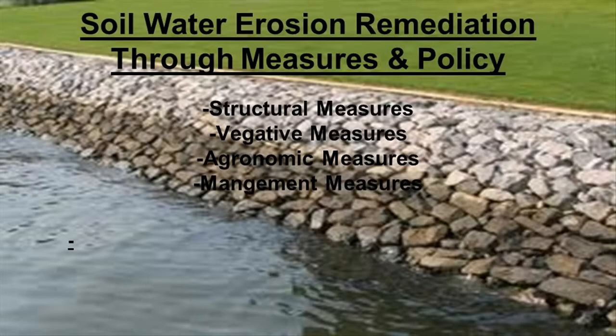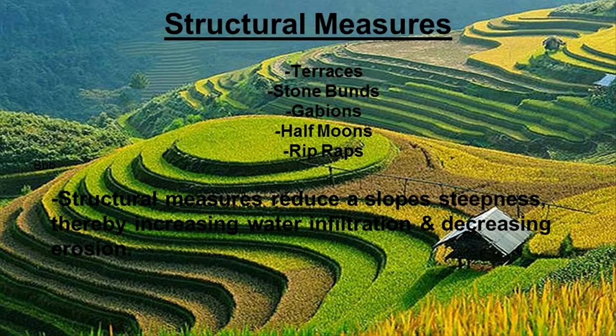Soil water erosion remediation through measures and policy. These may include structural measures, vegetative measures, and management measures. Structural measures. These may include the following: terraces, stone bunds, gabions, half-moons and ripraps. Structural measures reduce the slope steepness, thereby increasing water and nutrient infiltration and decreasing erosion.